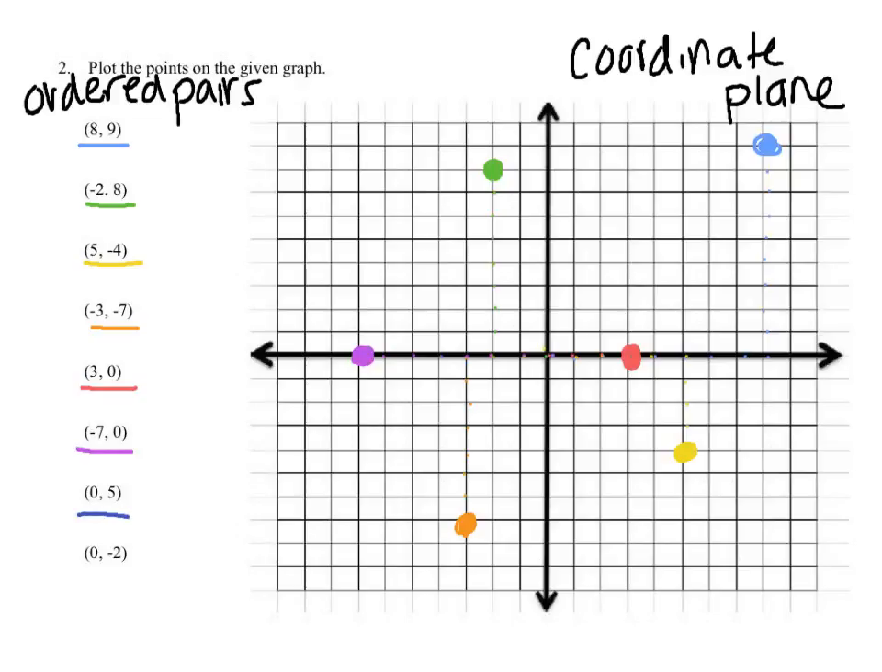Now the next one is 0, comma 5, so I start at the origin. Now because my first number is 0, I don't go left or right. I just stay right at the origin. And it says +5, so I go up 5. 1, 2, 3, 4, 5. So this point is on the y-axis. And finally 0, comma -2. I start at the origin, and it says 0, so I don't go left or right, but it says -2, so I go down. And I just go down 2.